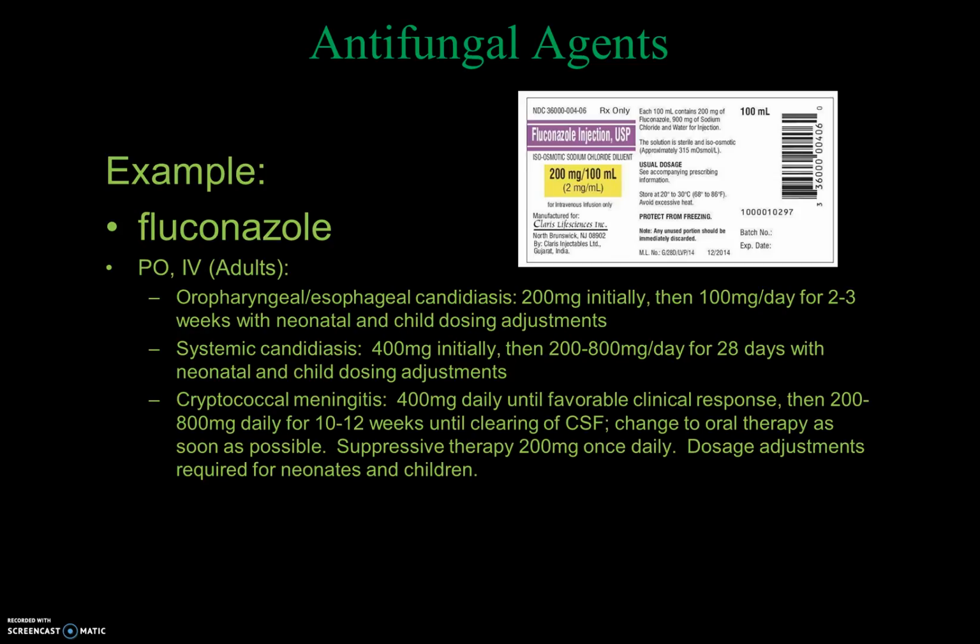For cryptococcal meningitis, it's 400 milligrams per day until a favorable clinical response has occurred, then 200 to 800 milligrams daily for 10 to 12 weeks or until the cerebrospinal fluid has cleared. After that, you're going to change to oral therapy as soon as possible. Suppressive therapy would be 200 milligrams once daily, and dosage adjustments would be required for neonates and children.